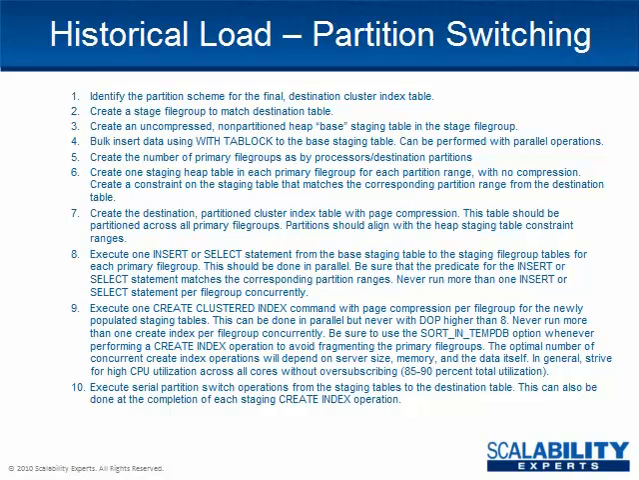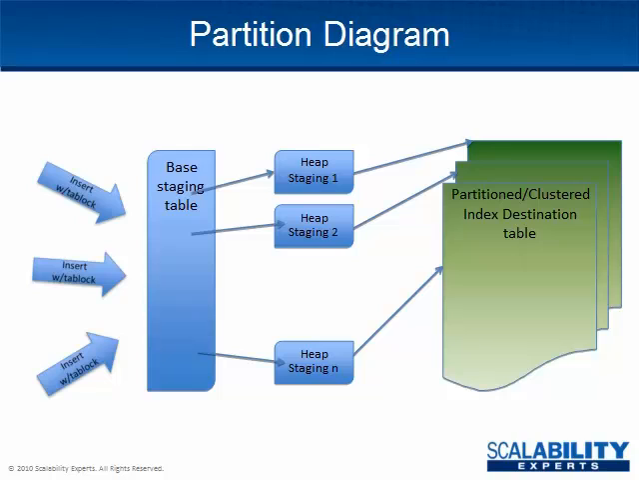Now, this is from the Fast Track Guide using partition switching. This is very complicated, it's very in-depth. I could read all this, but it's probably best just to show you an example of what it would look like via the diagrams. So I've got a base staging table, and it's basically just a heap.